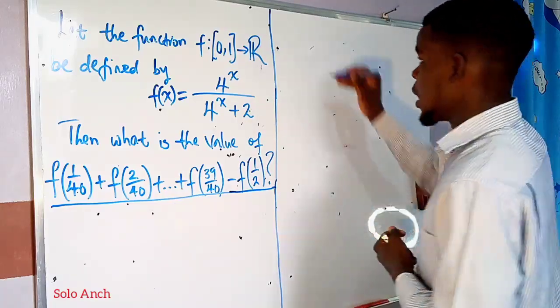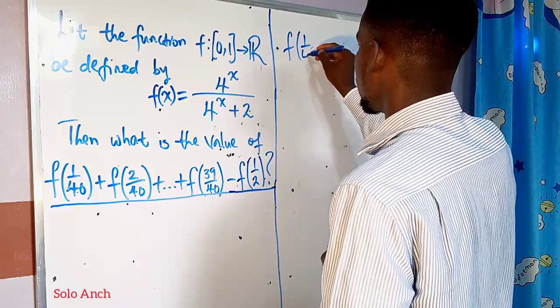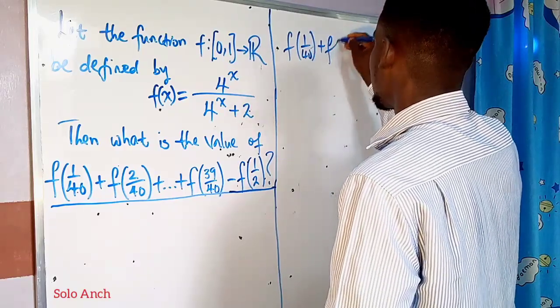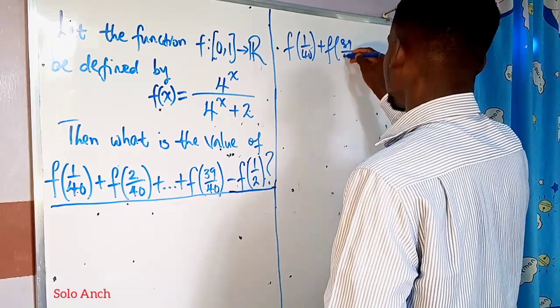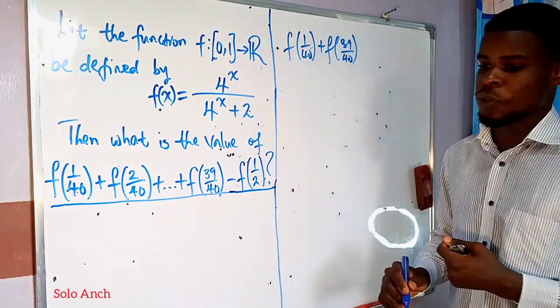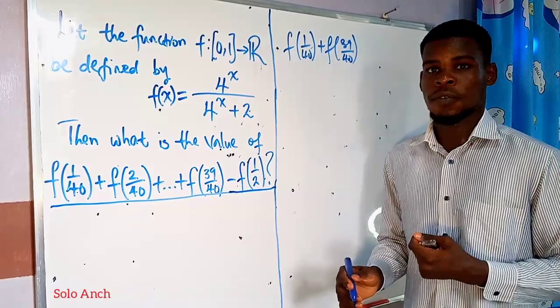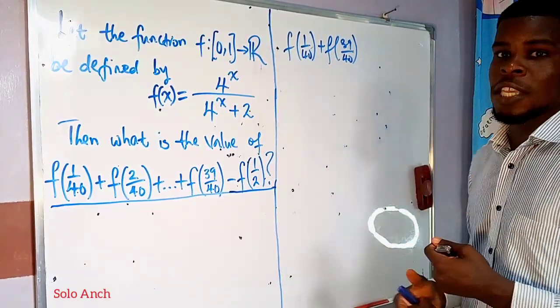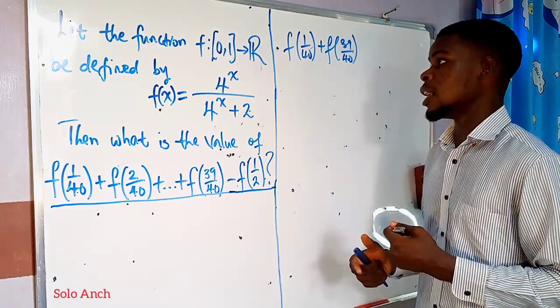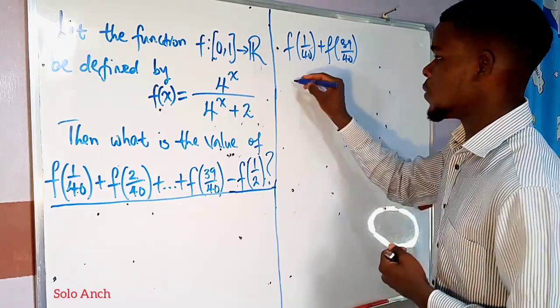Let's try adding f of 1 over 40 to f of 39 over 40. And we cannot just say that the sum of the functions of these inputs is the function of the sum of those inputs, because f is not a linear function. So let's see if we are adding these two together.